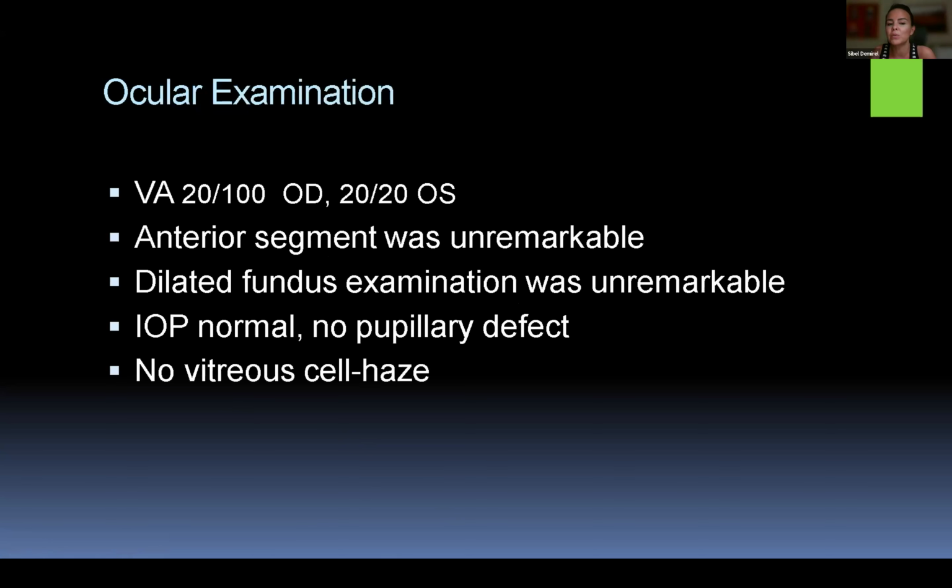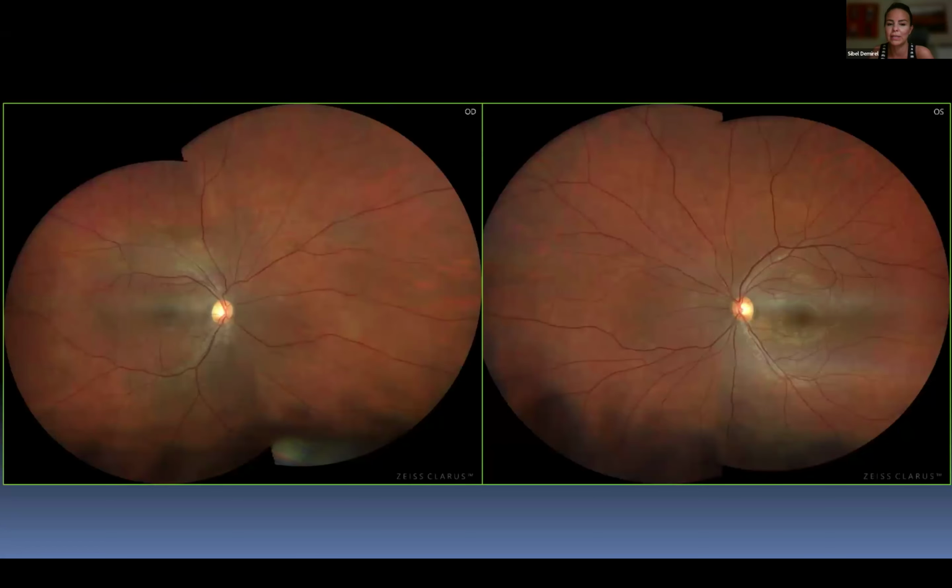His visual acuity is 20/100 in his right eye, 20/20 in his left eye. Anterior segment was unremarkable. Dilated fundus examination was unremarkable. IOP was normal in both eyes. There is no pupillary defect or abnormal neuro-ophthalmologic examination finding. There are no vitreous cells. The vitreous is clear, actually almost nothing.